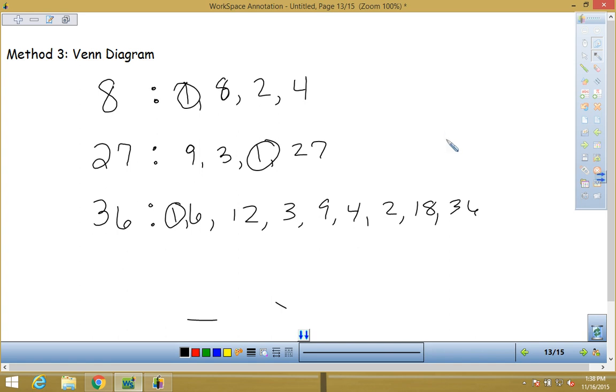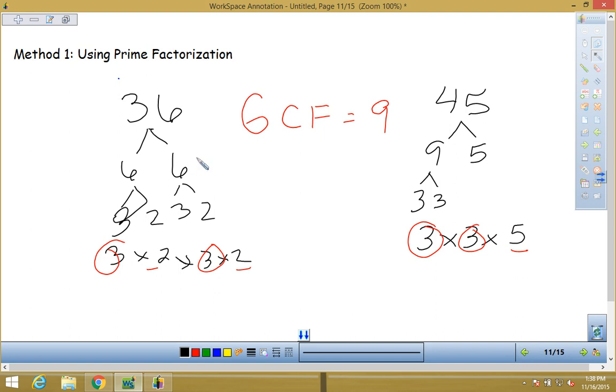So here's the benefit. I want to review this real quick. Prime factorization, you have to multiply the two numbers together. Okay?